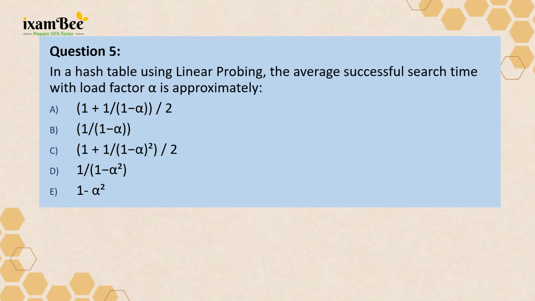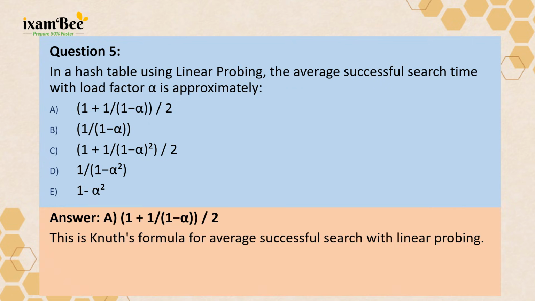In this question, you are asked that in a hash table using linear probing, the average successful search time with load factor alpha is approximately what? So you are given a lot of formulae here. You have to select the correct formula. The answer here is A, which is 1 plus 1 upon 1 minus alpha, and this entire thing has to be divided by 2. This is the Knuth formula for average successful search with linear probing.